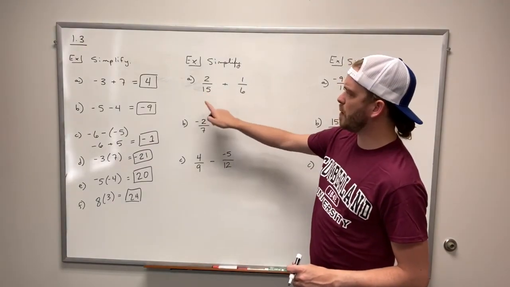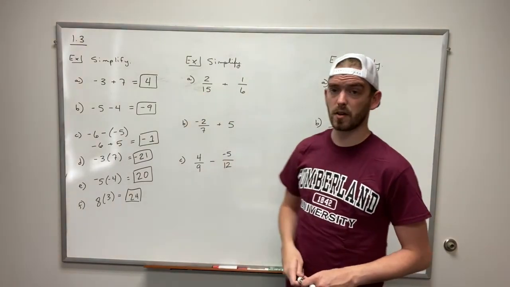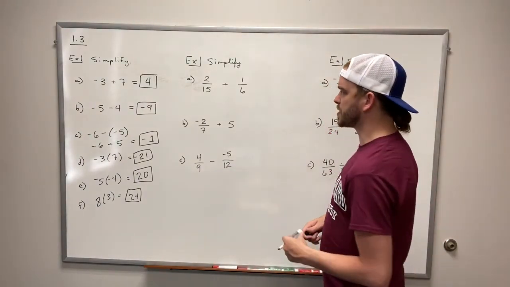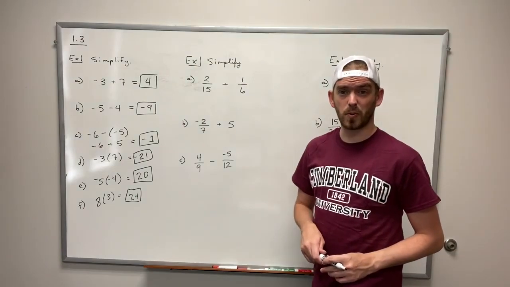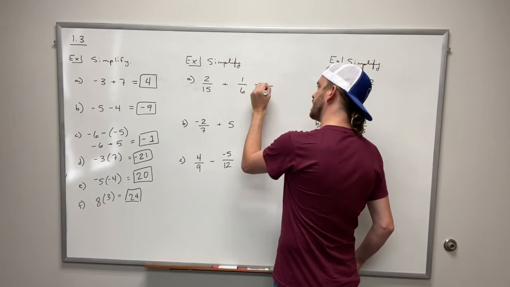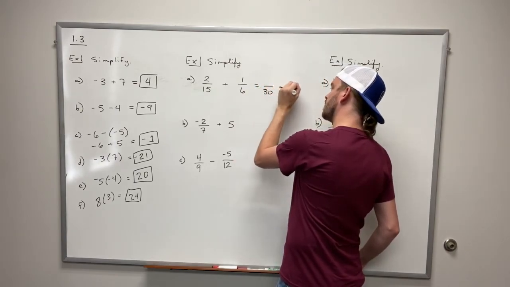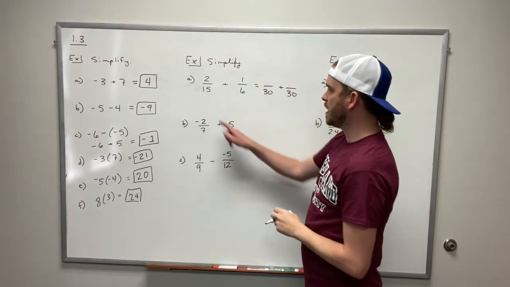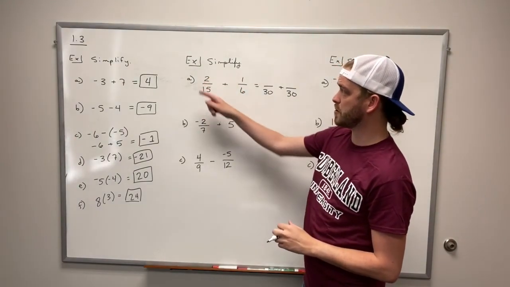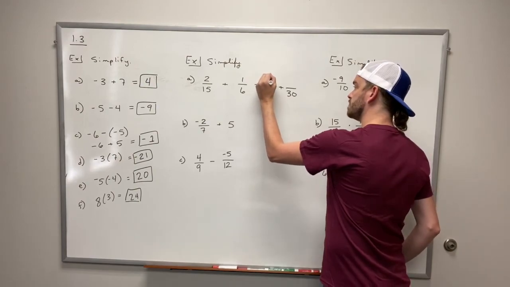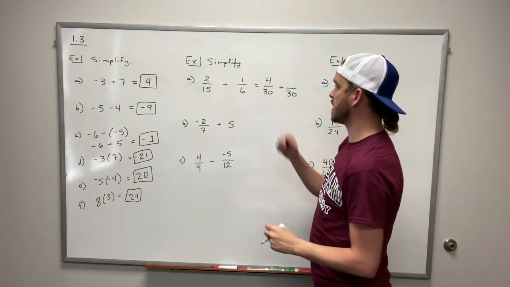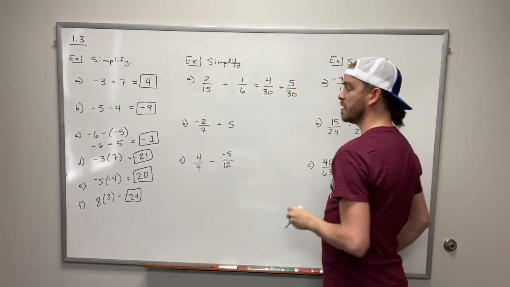So let's look for a common denominator for 15 and 6. We can use the prime factorization or the multiples if we want to. I'm going to skip all that and just say that the least common multiple is 30 for both of them. So we want to find something that is 30 for both of those. 15 times 2 is 30. So what we do at the bottom, we have to do to the top. So 2 times 2 is 4. 6 times 5 is 30. So 1 times 5 gives us 5.